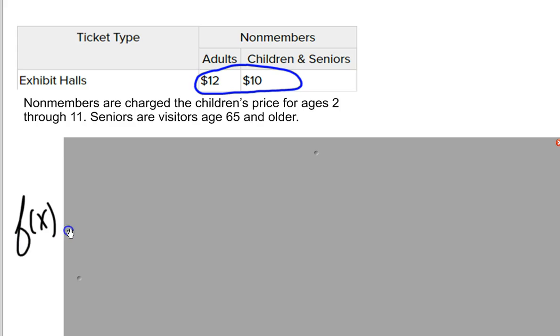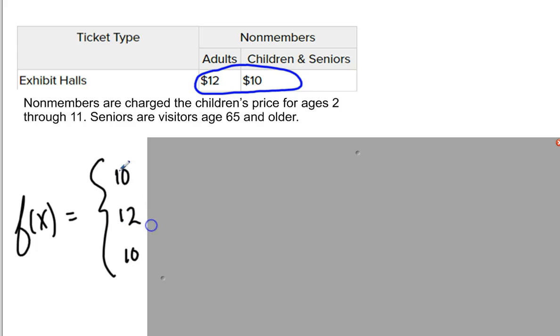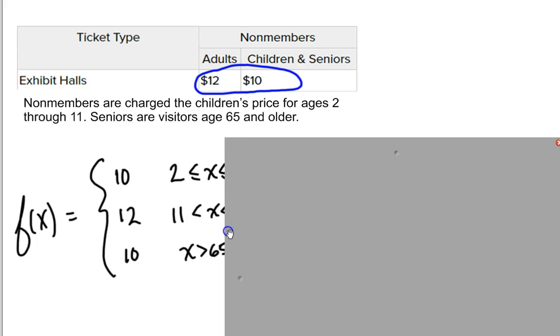Remember f of x, right? So we'd say f of x equals, but there's not just one price. It depends on your age. So there's actually a low price if you're a child, a little higher price if you're an adult, and then a lower price if you're a senior. So which of these you get to pay depends on your input, your x value, your age. Okay, so that's what we have here, the different formulas.